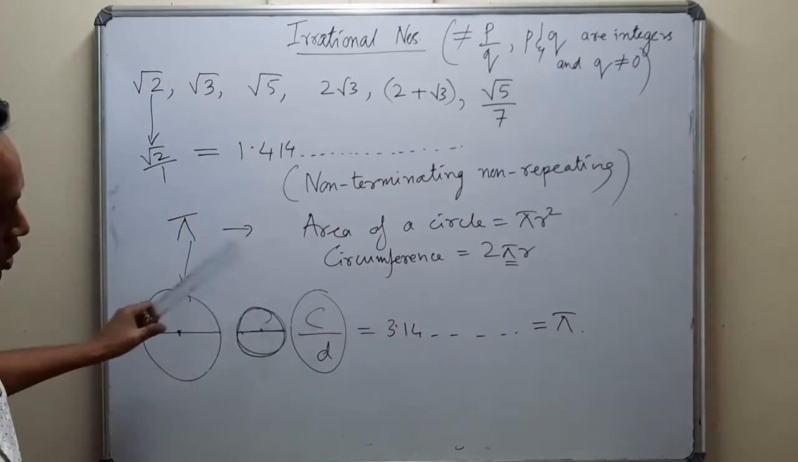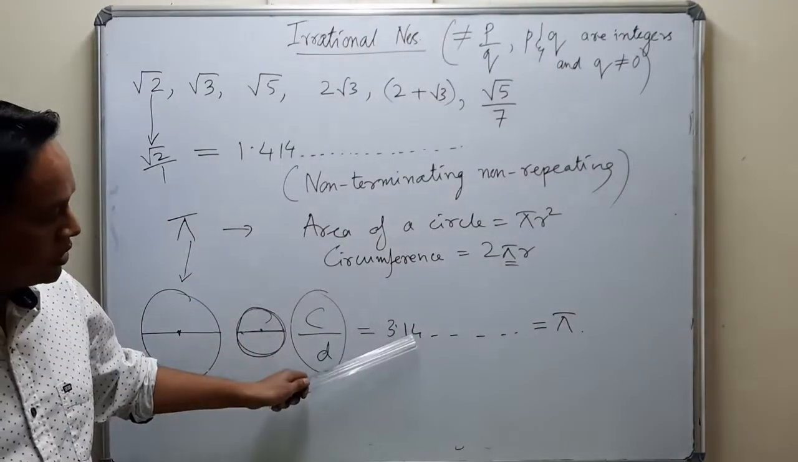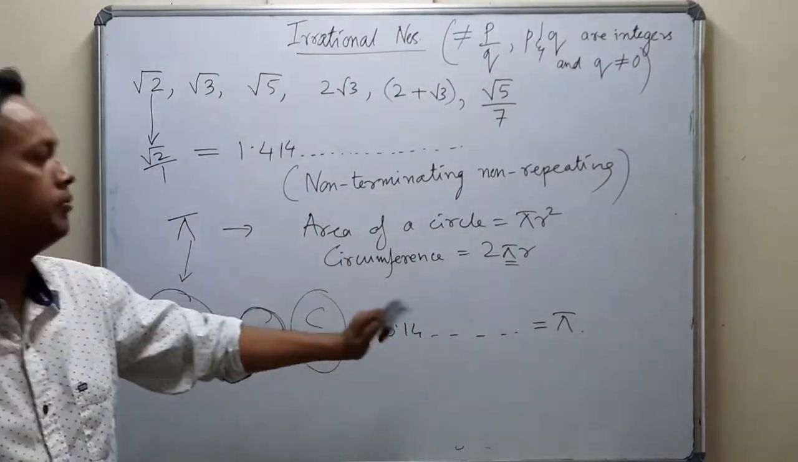Whether the circle is a small circle or a big circle, it will always give us one result. This decimal will never stop. It will be non-terminating and non-repeating.